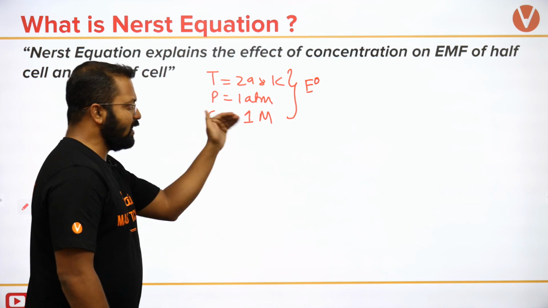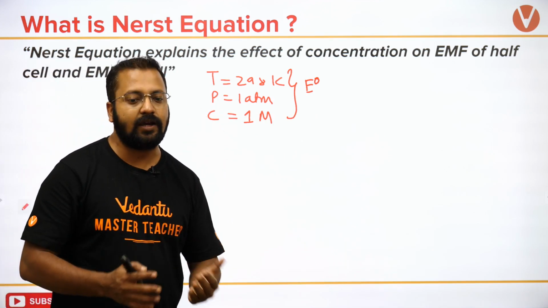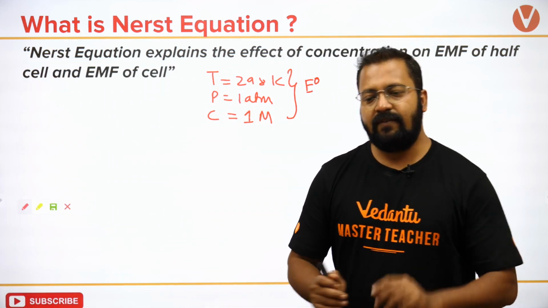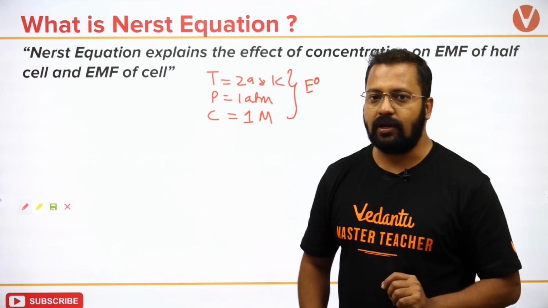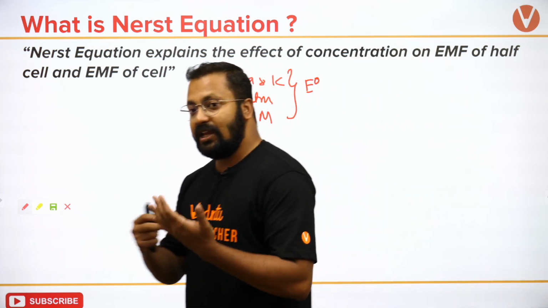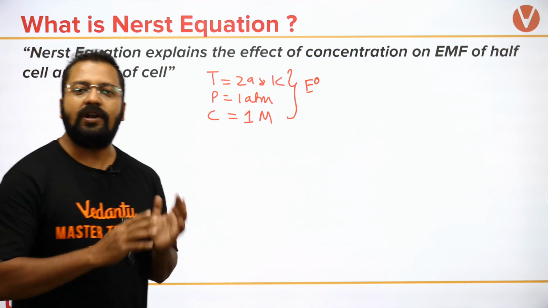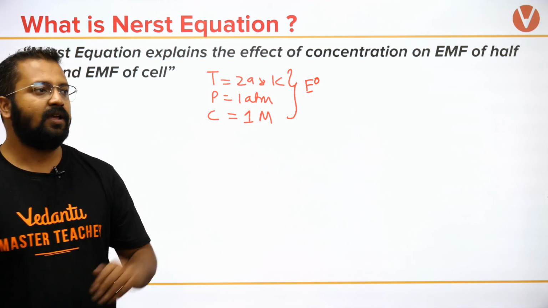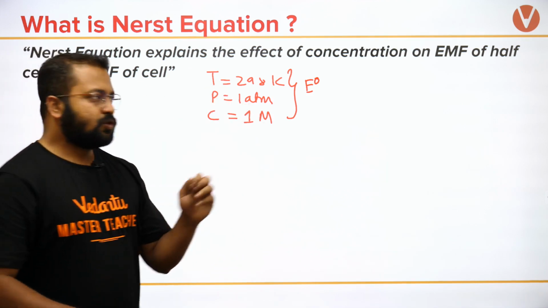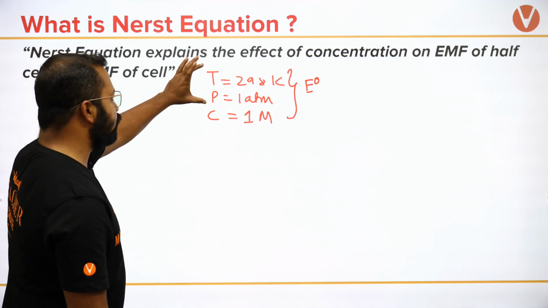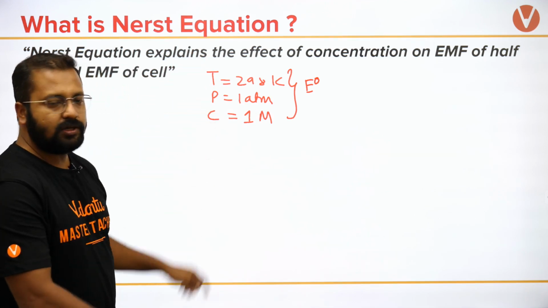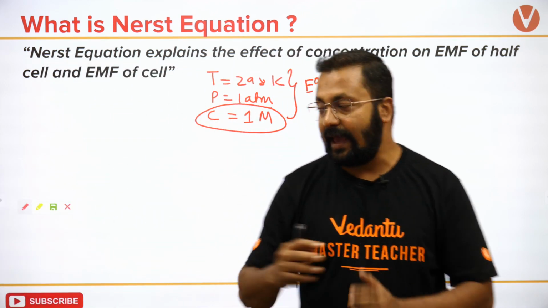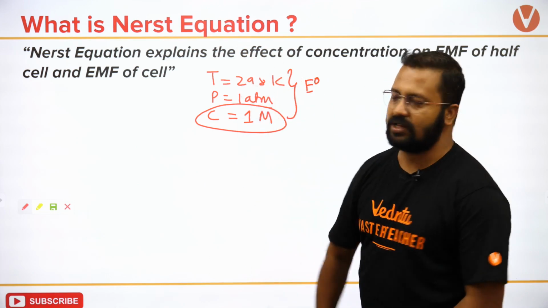Why are we taking concentration? Because concentration is the easiest to modulate. We can change the concentration by just adding water, or by adding some amount of salt. But changing the temperature and changing the pressure is slightly more difficult. We have to do the reaction in a different vessel, a different thermostat, and I have to change the atmospheric condition. So changing these two things is slightly more difficult than changing concentration. So if someone changes the concentration, how would I calculate the cell potential? That is explained using Nernst equation.